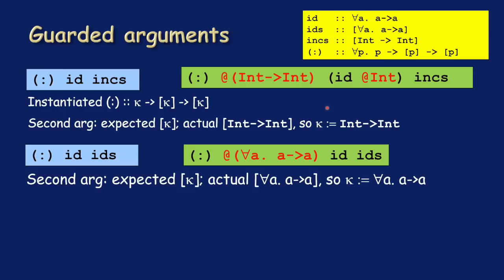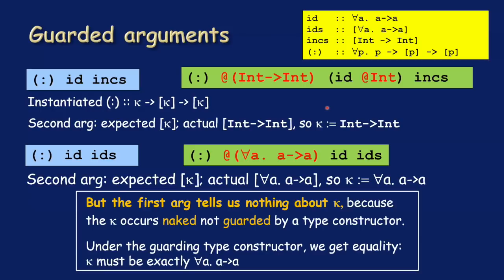So here I already went through this. We have to instantiate it for all A, A to A. But notice in both of these cases, I'm talking about the second argument. The first argument does not tell us. If I covered up the incs and the IDs, I wouldn't have known how to instantiate cons, right? Because the first argument was the same for both of these.